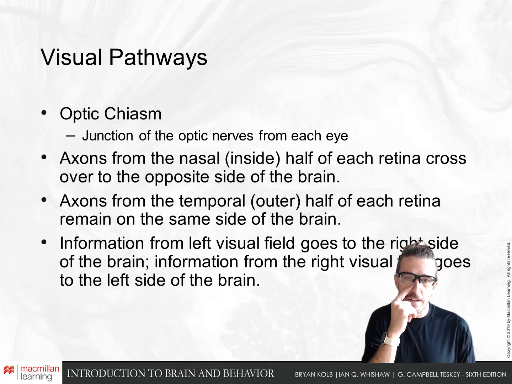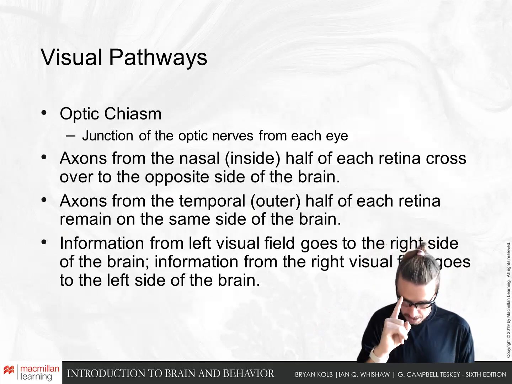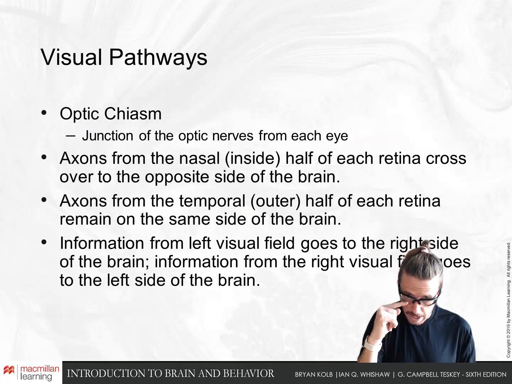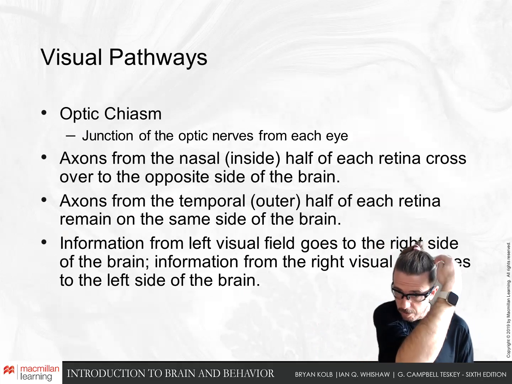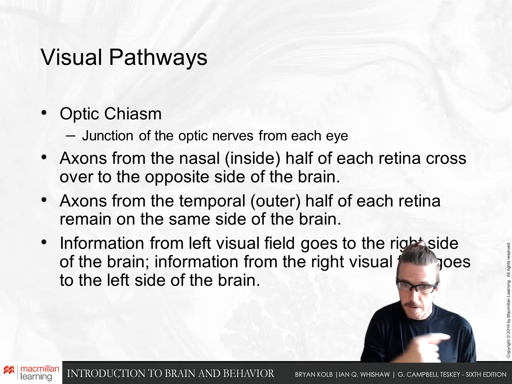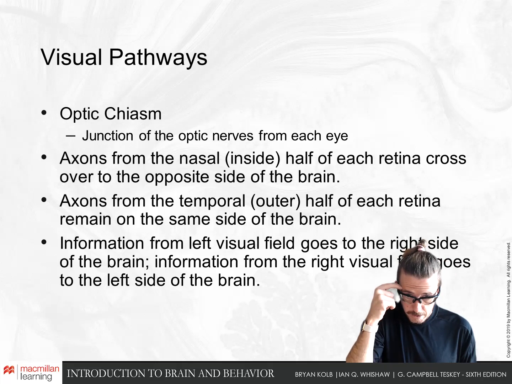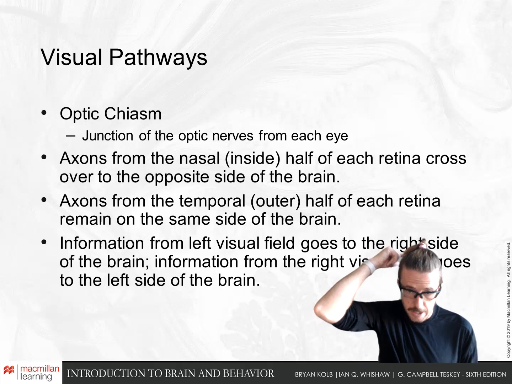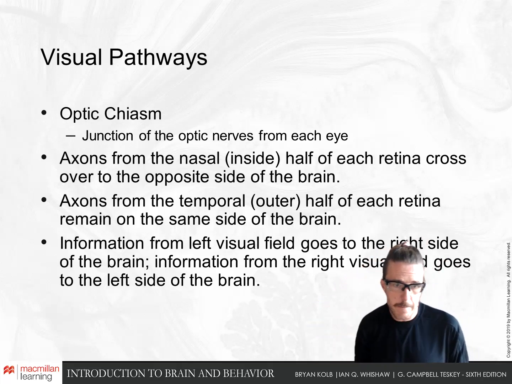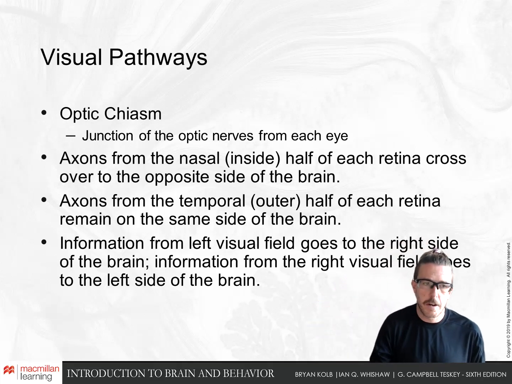Axons from the nasal half of the retina, so the retina closer to the nose, once they go into the head, so this nasal half of my retina will send information into my head and cross over to the contralateral side of my brain. Whereas the temporal hemiretina will go to that optic chiasm, but it will stay on the same side and end up on the ipsilateral, the same side of the brain from which it started.